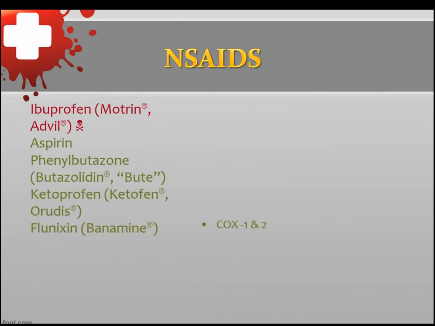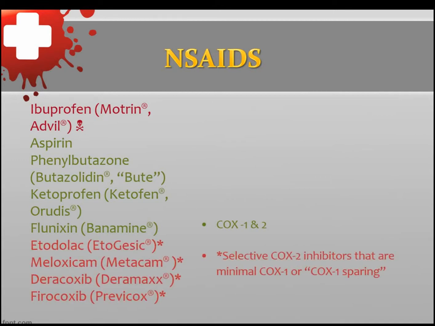The next group, aspirin, phenylbutazone, which in large animal is called bute, ketoprofen, which is Ketofen or Orudis, and flunixin, which is Banamine, another large animal NSAID. These are all COX-1 and COX-2 inhibitors. The next group, etodolac, which is Etogesic, meloxicam, which is Metacam, deracoxib, which is Deramaxx, and firocoxib, which is Previcox, are all selective COX-2 inhibitors, which means they minimally inhibit COX-1 or are COX-1 sparing.